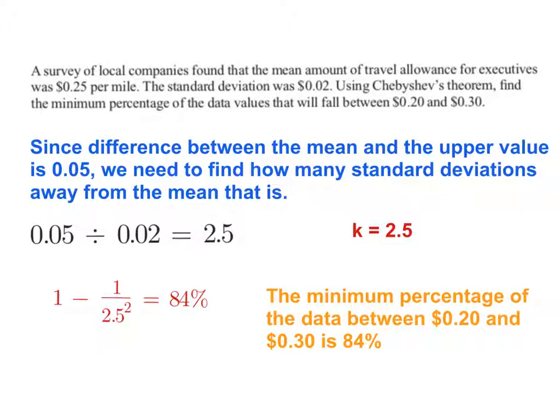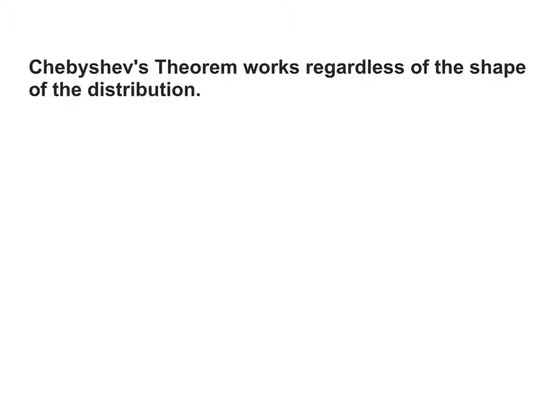A couple other things that we need to talk about. Okay? Chebyshev's theorem works for any shape of the distribution. Doesn't matter which one, and it always can apply, whether it's positively skewed, right skewed, left skewed, negative skewed. Okay? The key is that it's at least a certain percentage.